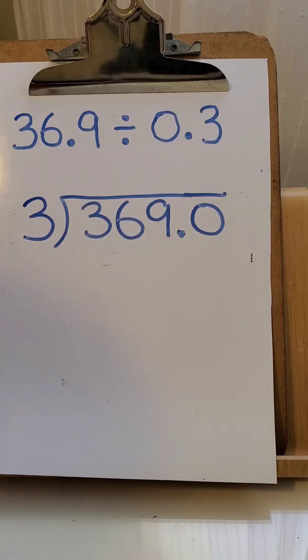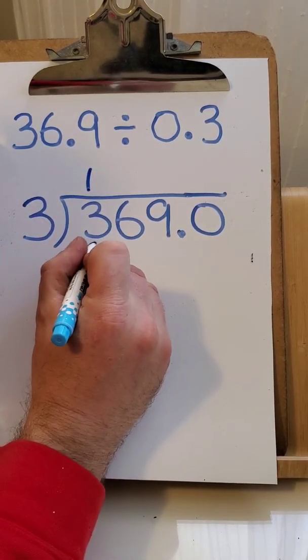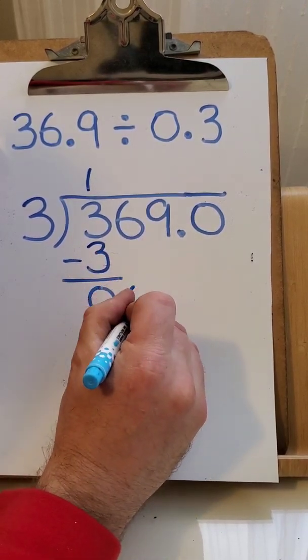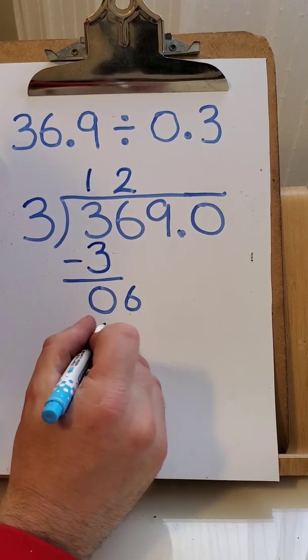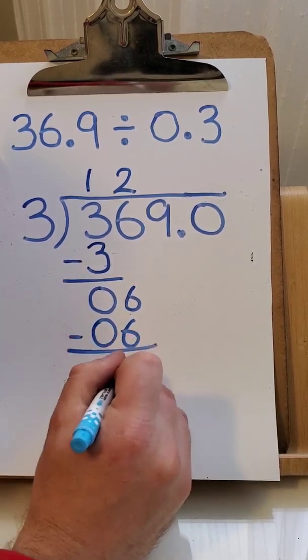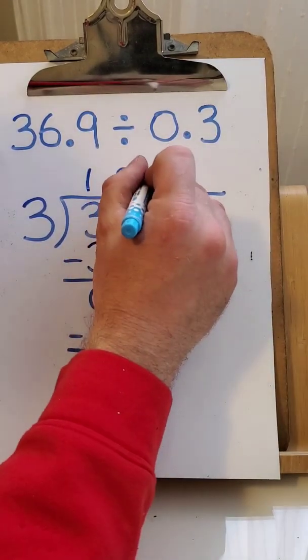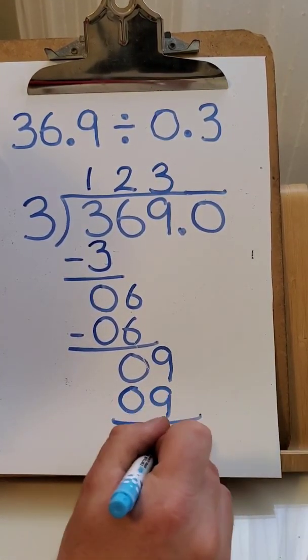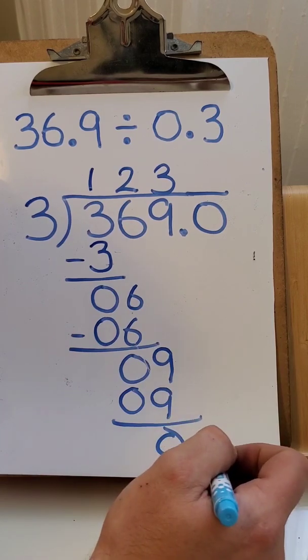Step 3 says to divide, so I will complete this just as I know. 3 fits into 3 one time. 1 times 3 is 3. Subtract that. Bring down my 6. 3 fits into 6 2 times. 2 times 3 is 6. Subtract that. Now I'll bring down my 9. 3 fits into 9 3 times. 3 times 3 is 9. Okay. And now I'm left with 0, and of course nothing remaining.